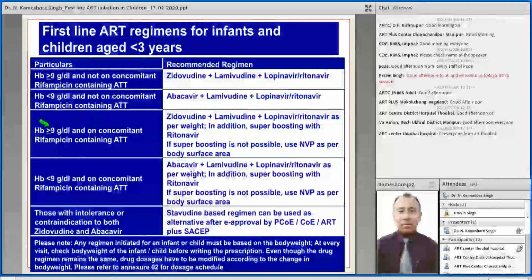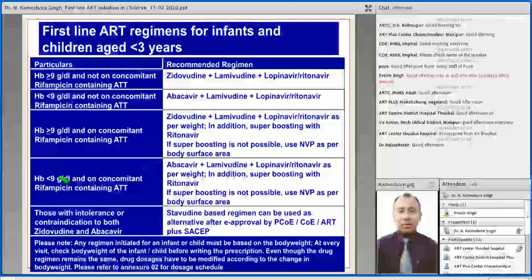If the hemoglobin is more than or equal to 9 gram per deciliter and there is concomitant use of rifampicin, then we use zidovudine, lamivudine, lopinavir, ritonavir as per weight, but with super boosting with ritonavir. And if super boosting is not possible, we may use nevirapine as per body surface area.